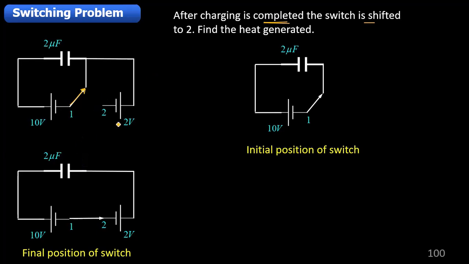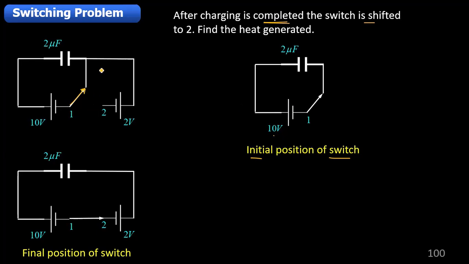In this type of problem, you are asked to calculate the charge flown first, and corresponding to that, the heat generated. So both Q and H have to be calculated. You have to draw two diagrams for this type of problem. First you draw the initial position of the switch, that is at t equals 0.